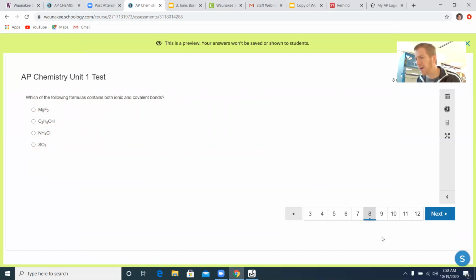This problem had a lot of issues on it, unfortunately. A lot of people answered something like the MgF2. And I'm guessing what they're thinking is F2 is covalently bonded together. But if that were the case, it wouldn't even ionically bond to magnesium then.